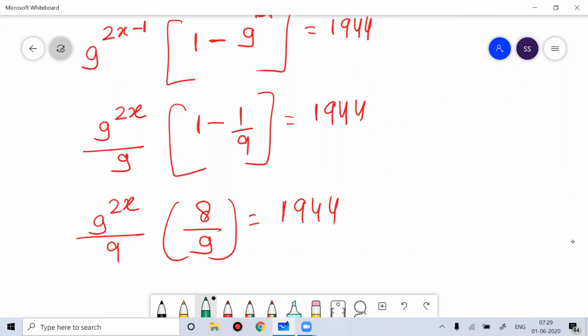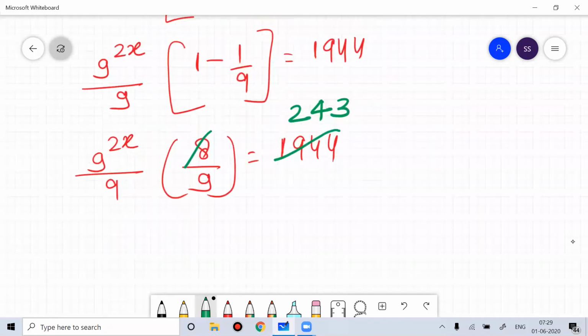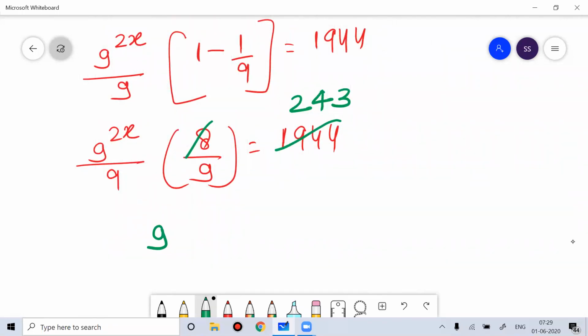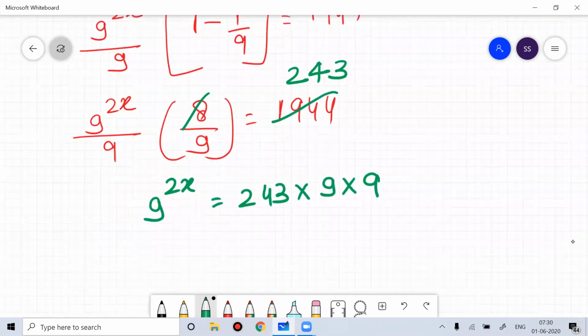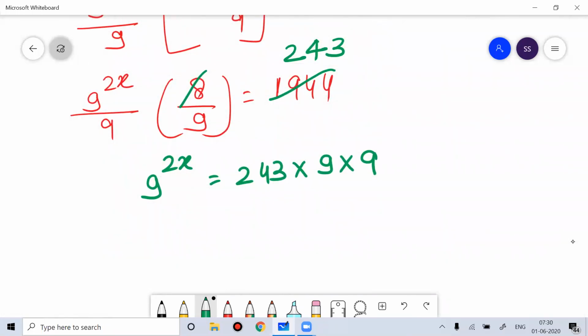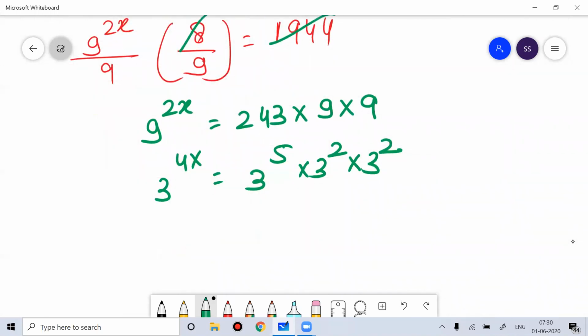Cancel this. 8 2s are 16, 8 243s are 1944. So this is nothing but 9 to the power 2x is equal to 243 into 9 into 9. So you can write this as 3 to the power 4x, this is 3 to the power 5, this is 3 to the power 2, this is 3 to the power 2. So ultimately 4x is equal to 9. The value of x is 9 by 4.